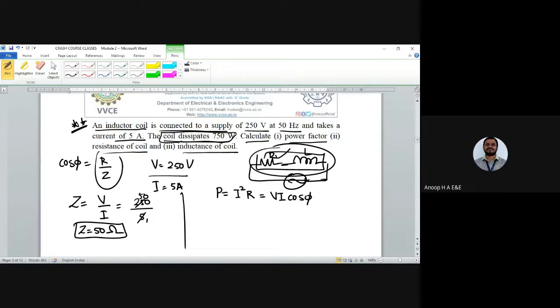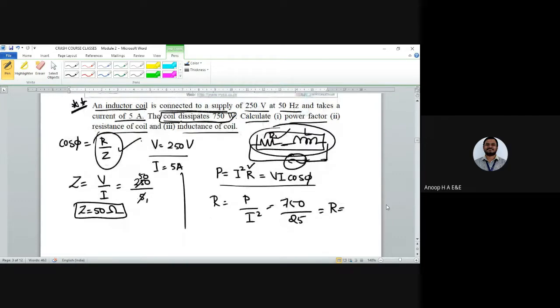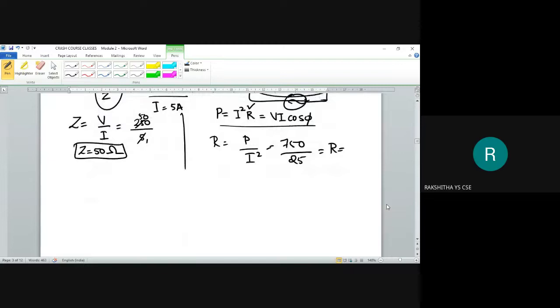So just verify, are you getting the same one when I do it with the equations which are mentioned over here? You can easily find out the resistive element here by R, that would be equal to P divided by I squared. So P would be 750, I squared would be 25. What is the value of the resistance that you got here? 30 ohm. 30 ohm, right? Correct.